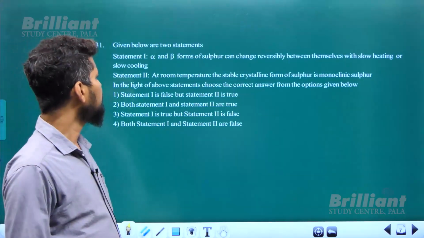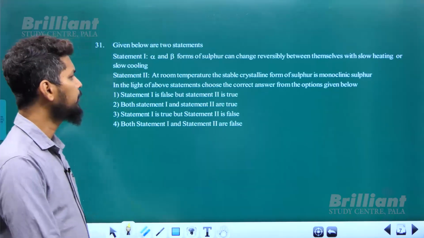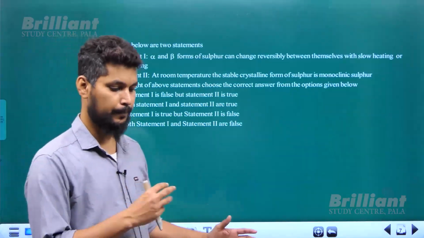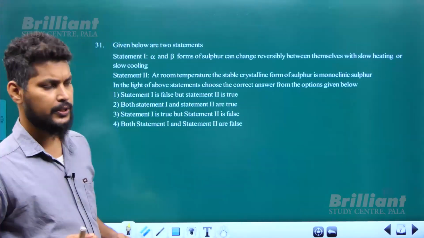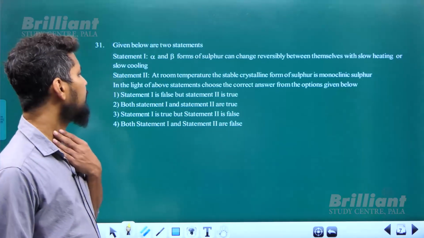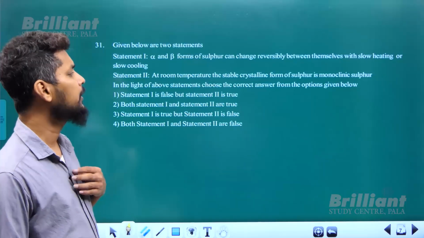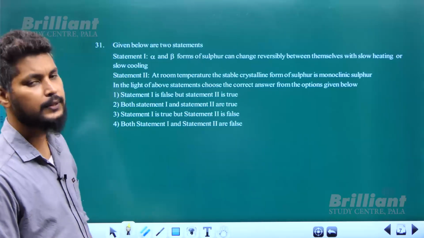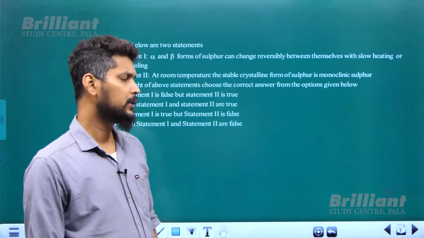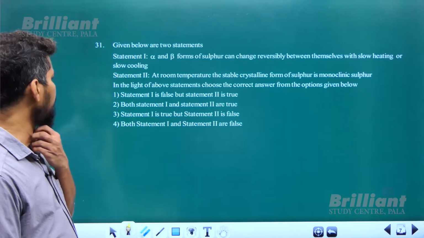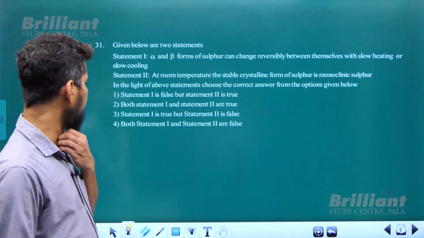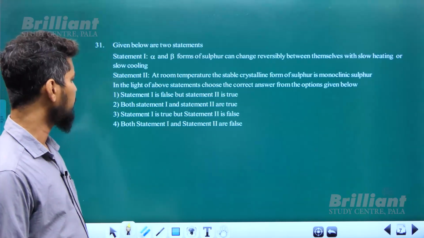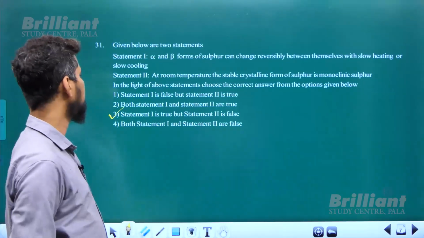Given below are two statements. Alpha and beta forms of sulfur can change reversibly between themselves with slow heating or slow cooling. That is correct. You can convert these different allotropic forms by changing the temperature. At room temperature, the stable crystalline form of sulfur is monoclinic sulfur. That is wrong, because the stable crystalline form, or thermodynamically stable form, is rhombic sulfur. So statement 2 is wrong. Statement 1 is true, but statement 2 is false. So the correct answer will be option 3.